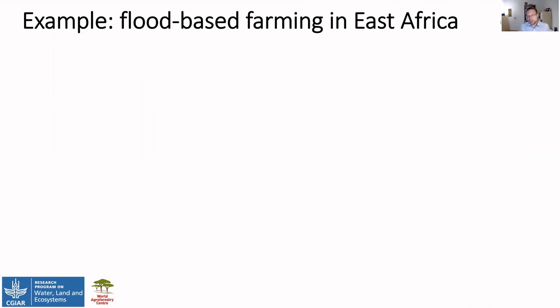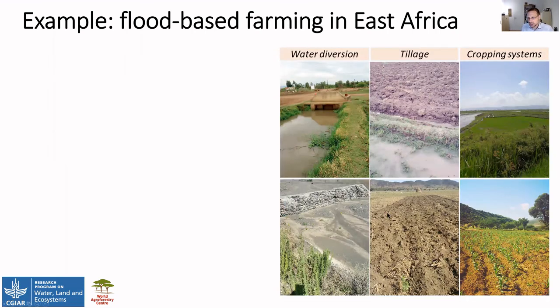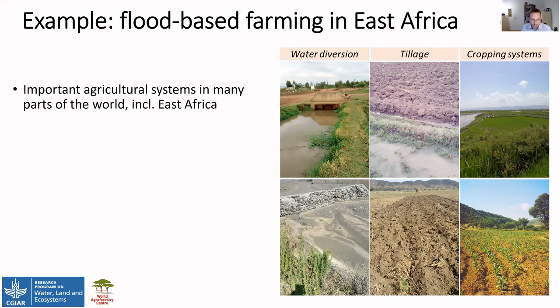The last example is flood-based farming in East Africa. There are quite a few systems in East Africa where people rely on flood water. So these are areas that are regularly flooded, and you don't quite know when the flood will come, but normally the water will either be stored in the soil before planting, or the flood may also come after planting, and then people rely on the stored soil water for their production cycle. It's a pretty important agricultural system that feeds a number of million people in the world, including in East Africa. And it's dependent on flood water, but otherwise the systems are very diverse.